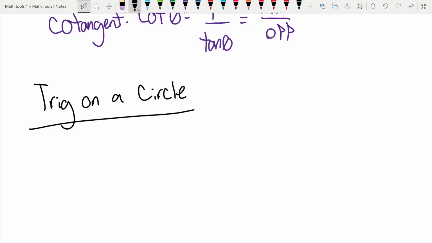Okay, so now I mentioned that trigonometry is related to circles. So when we saw that we measure angles, we can measure it using the distance traveled on a circle, which we call radians. So how do we get from defining these trig functions in terms of right triangles onto a circle?